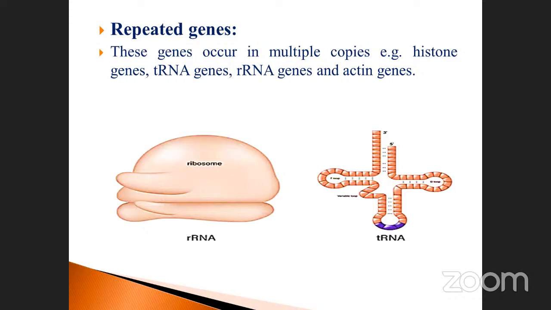Similar structures are also here. This is the structure of tRNA, and this is the structure of rRNA. These two are very essential for the translation process. When you study the translation process, we can see the important points. Okay, good enough.